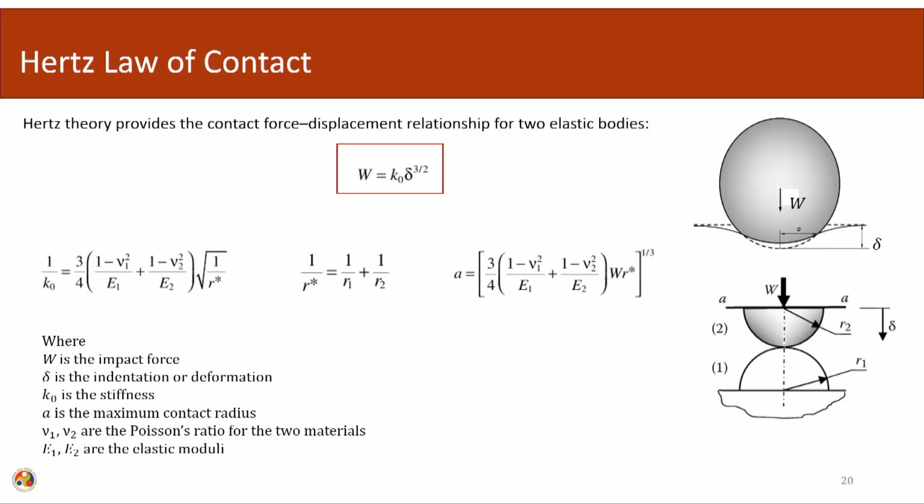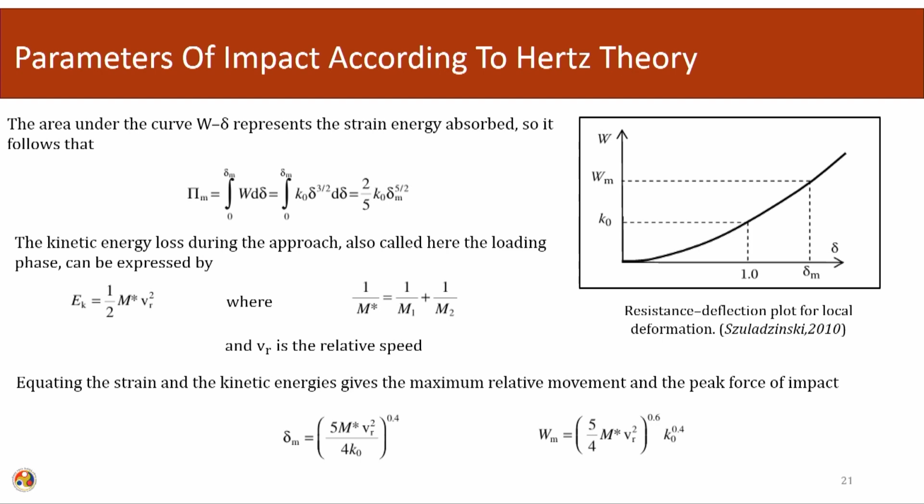Okay. 1 over r star. So, r star is nothing but the radius of the two bodies. So, in general, we are trying to get an idea of the relationship between the radius of the two curved bodies. Okay. And A is denoted by the maximum contact radius, where the material properties and the curve of the body is used to calculate the maximum contact radius. So, we will try to use these 3 relationships in order to calculate the force displacement relationship, which is our Hertz law. So, what happens if we try to plot this?